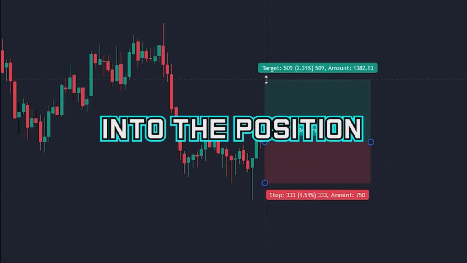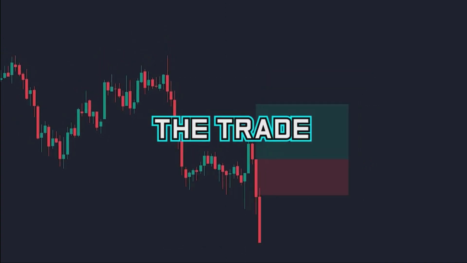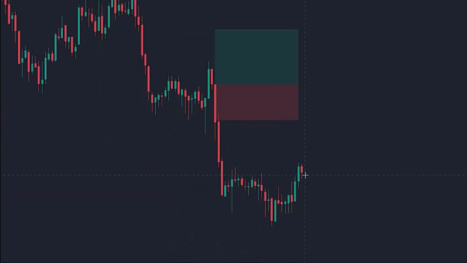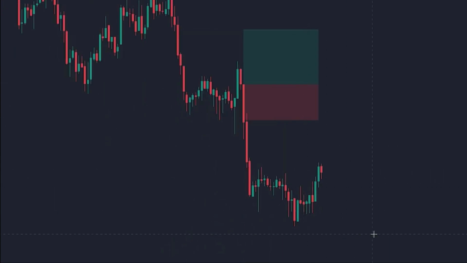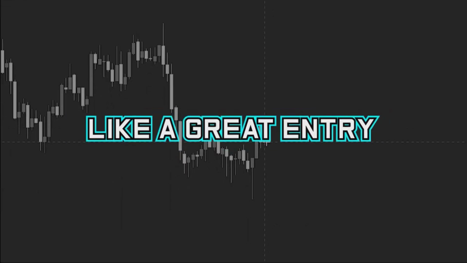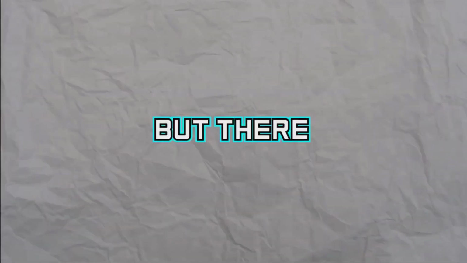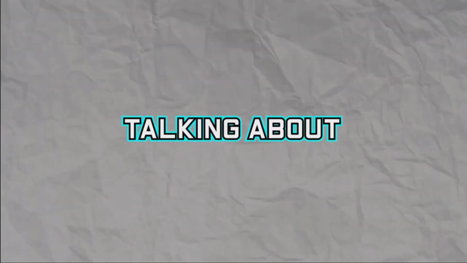However, once we enter into the position, we can see that the trade ended up going in the opposite direction. I'm sure that many traders have experienced this before. It seemed like a great entry, and still, it ended up going in the opposite direction. But there was actually something that gave away the fact that the downtrend would continue. What we are talking about is the inside bar.